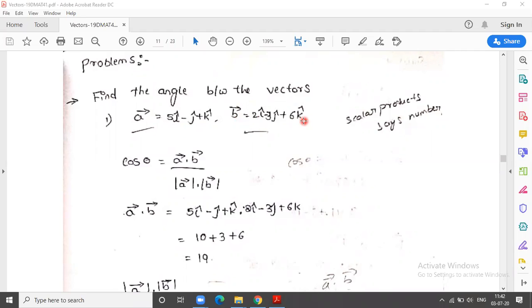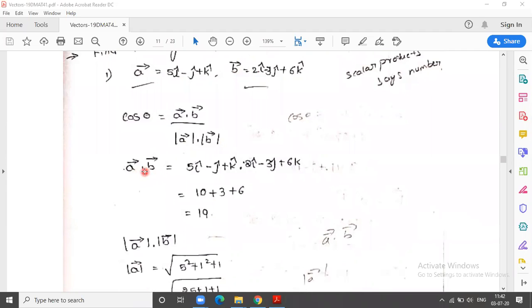Now to find the angle between two vectors, first you have to find cos theta, and it is given by cos theta equals vector A dot vector B by modulus of vector A into modulus of vector B. This is not a dot product, this is simple multiplication. Now for vector A dot vector B, you just have to apply the dot product.